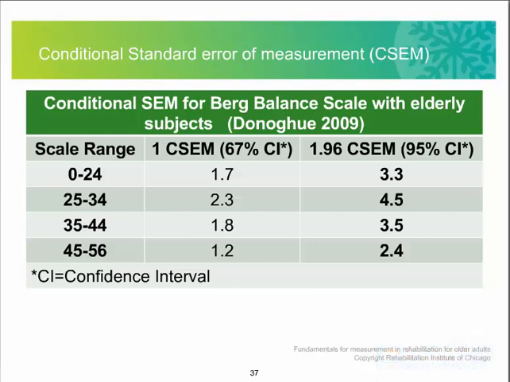Donahue and colleagues provided standard error of measurement estimates for different scale ranges of the Berg balance scale scores for elderly individuals. The SEM is smaller at each end of the scale, but larger within the middle. The conditional standard error of measurement for a 95% confidence interval is 3.3 points for scores of 1 to 24, 4.5 points for Berg scores of 25 to 34, 3.5 points for scores of 35 to 44, and 2.0 points for scores of 45 to 56.